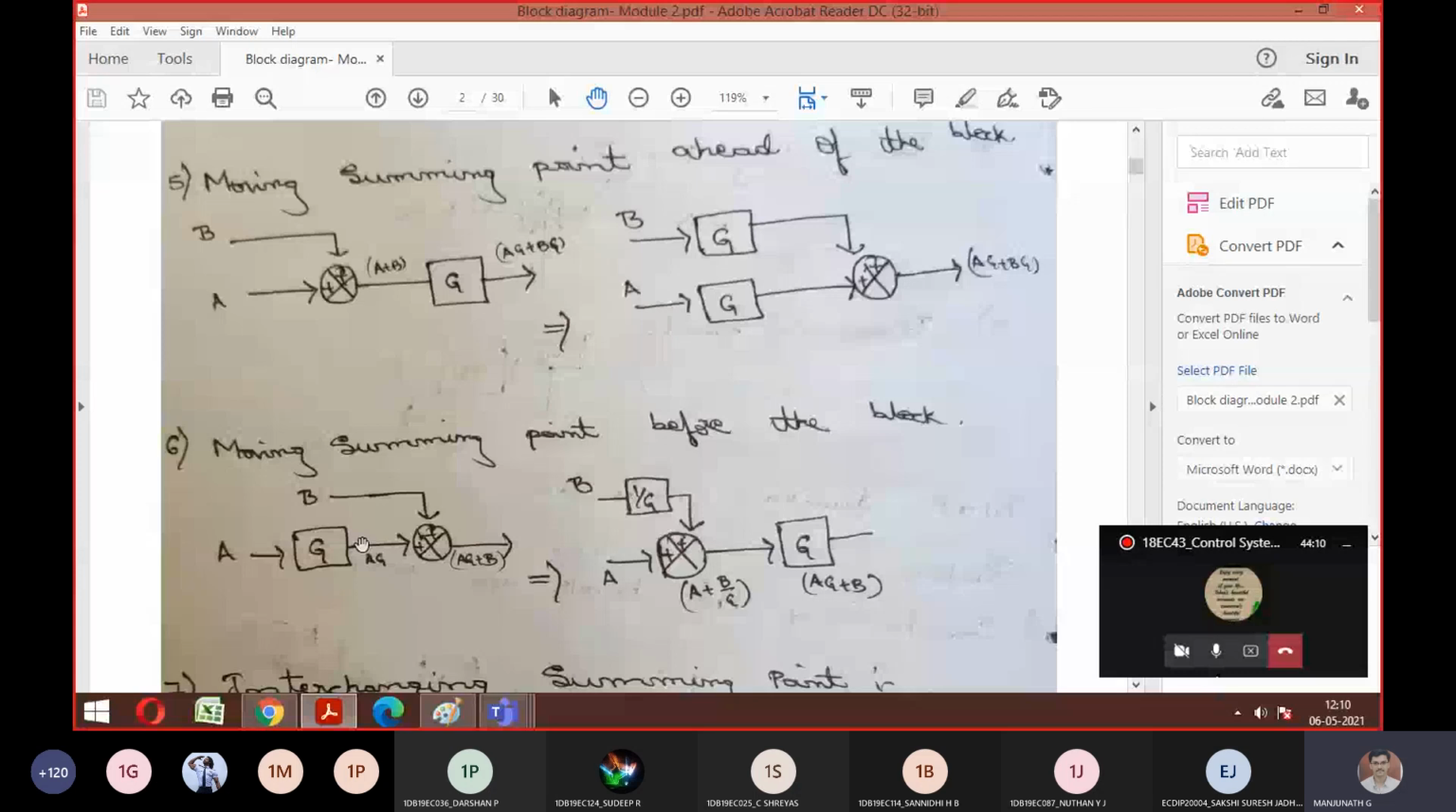So you should remember these things by writing them once. Because in the problem, they won't tell you that you should implement the summing point rule, breakaway point rule, series rule, or parallel rule. They'll just give one block diagram. I will show you how it looks later. Then from that, you should judge what rule, if I apply, I should get one single block. From that, I should get my transfer function. That's it. That is the agenda of solving any problem on block diagram.